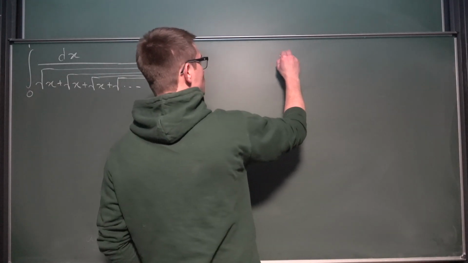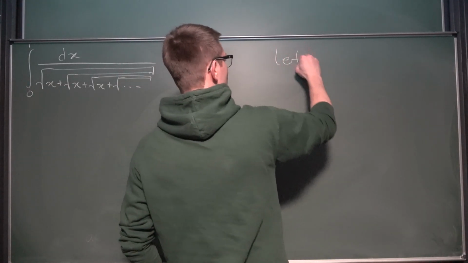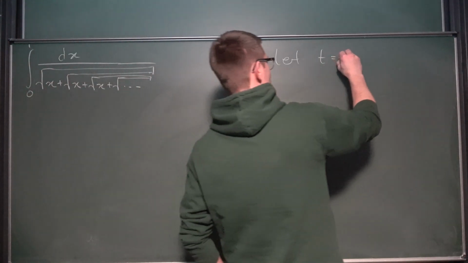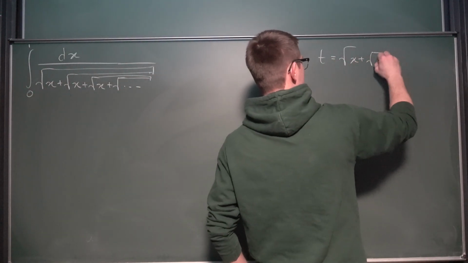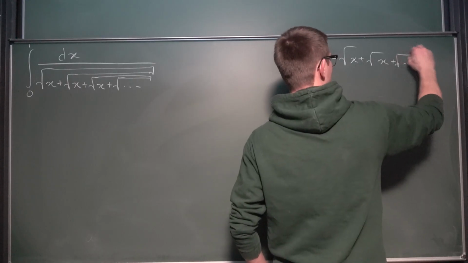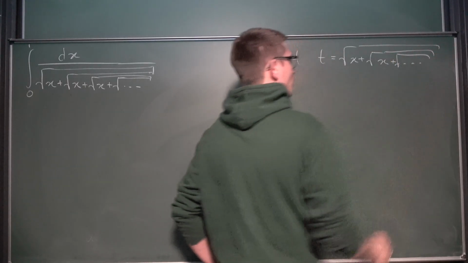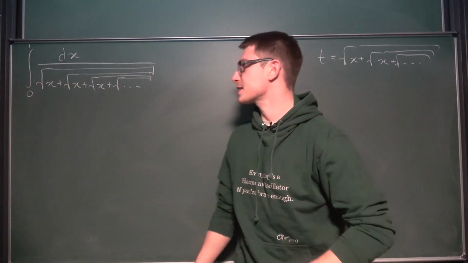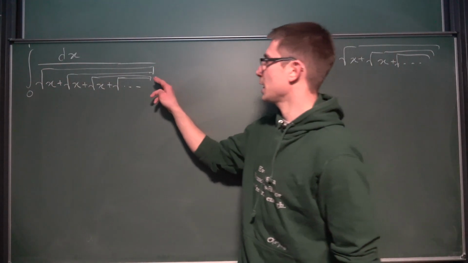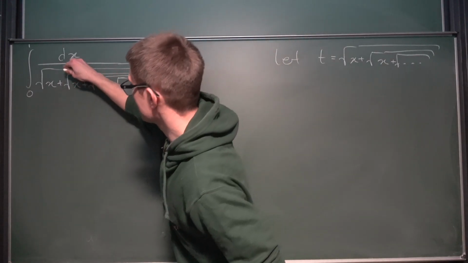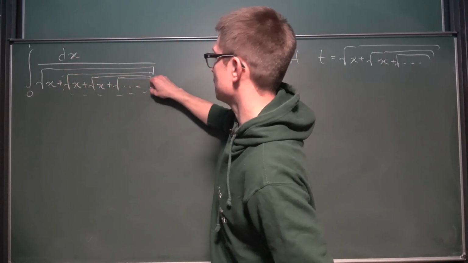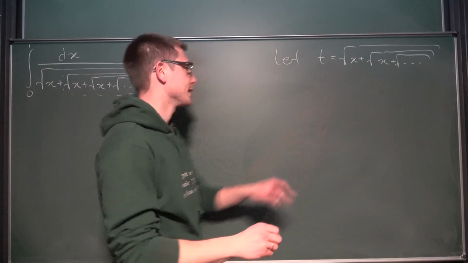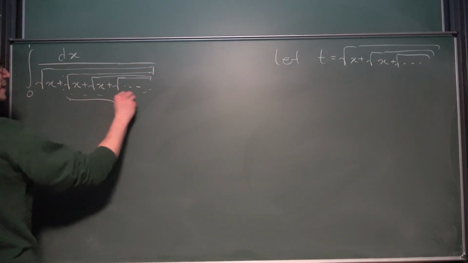At first we are going to say let some variable t be equal to our nested radical that we have right here, so square root of x plus square root of x and so on. Now what you are going to notice is that since this is infinitely nested, if we just take a look at this tiny little part over here, this part is exactly t once again. So this right here is t.